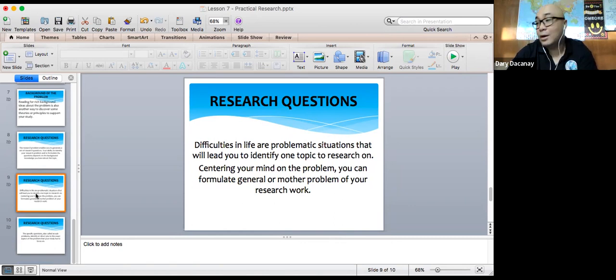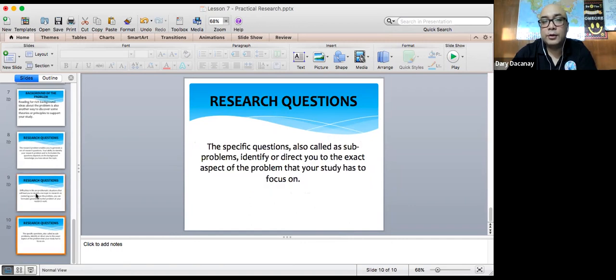So later on, the research problem statement and the research questions can be edited, no? It can actually change depending on the course of your actual research. Now, the specific questions are also called sub-problems. Okay, they identify or direct you to the exact aspect of the problem that your study has to focus on.